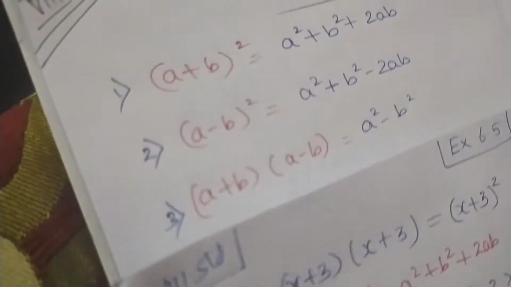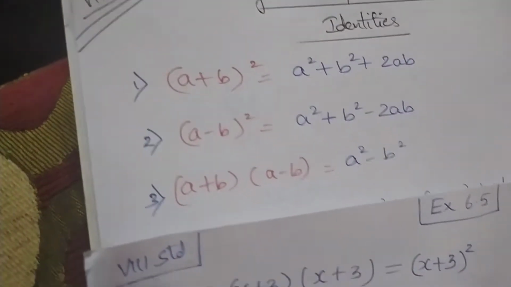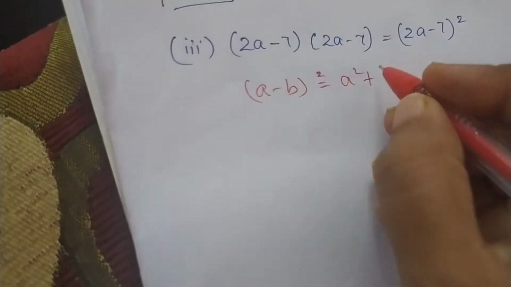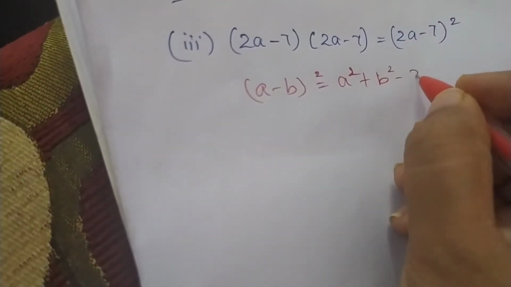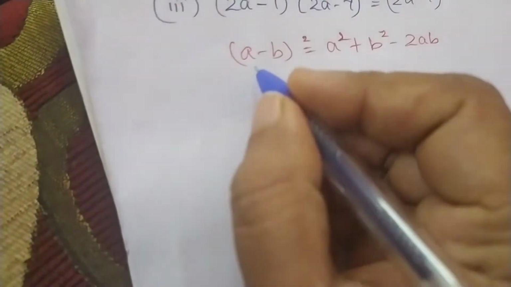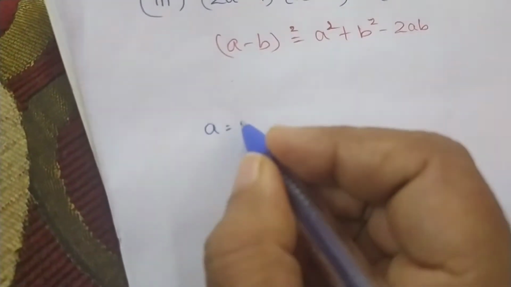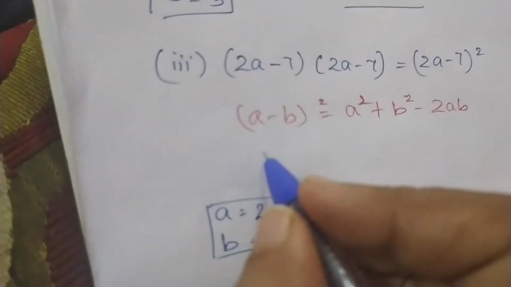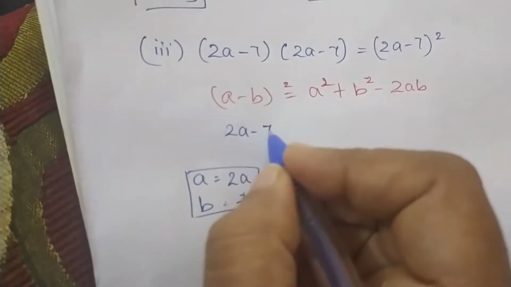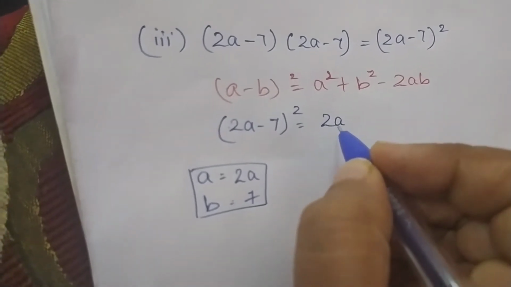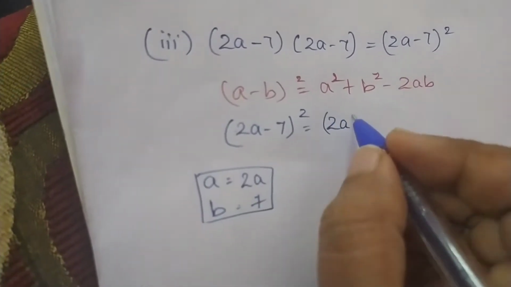So which formula does it resemble, children? Formula number 2: a minus b the whole square is equal to a square plus b square minus 2ab. Again, instead of a, we will write 2a, and instead of b, we will write 7. So keep this in mind. The whole square is equal to 2a. Children, when there are two terms fixed to each other and it is squared, we will put a bracket.